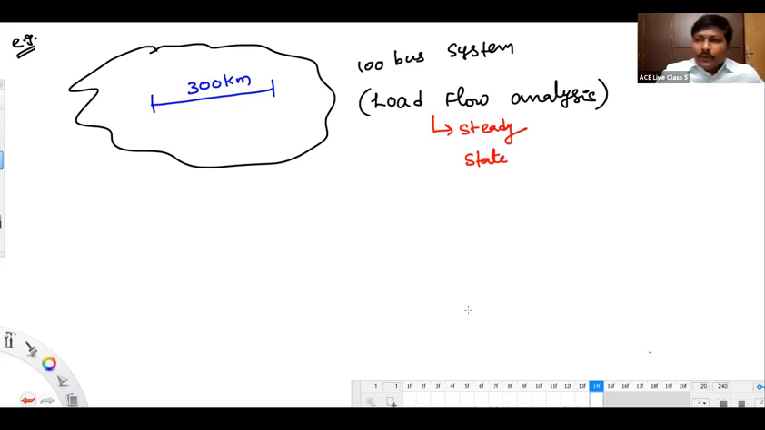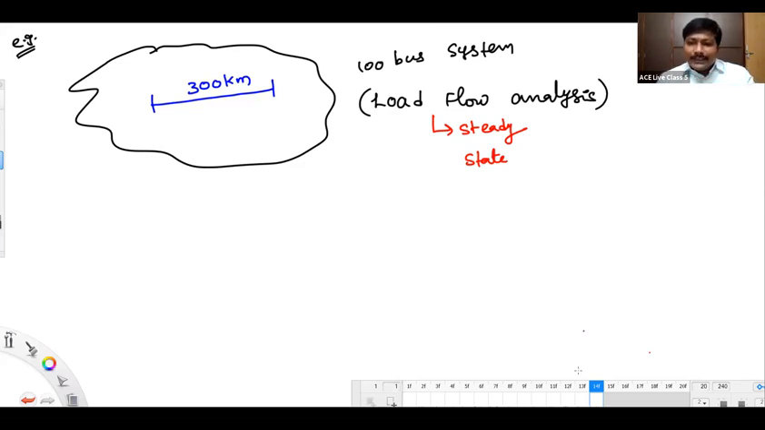How are we going to resolve it? For a 300 kilometer length of line, which model do you suggest? Distributed model, right? We will be suggesting the distributed model. Good. Next thing: which analysis are we doing? Steady state. We are carrying out the steady state analysis.